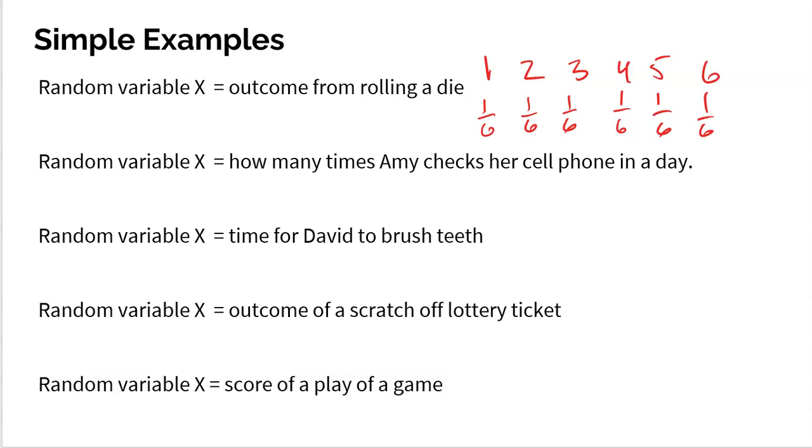Random variable X for the time for David to brush his teeth. Time is something that could have decimals, and there are very many different amounts of time. So that's another example of a continuous random variable, like we saw earlier with taking a shower.